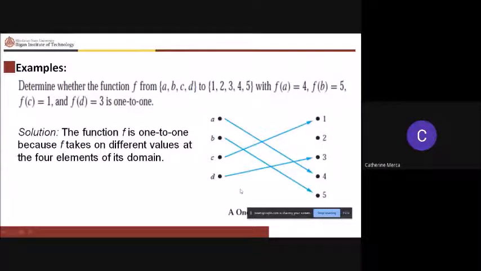Although this function is one-to-one, this is not onto. Kaya wala man nahurot ang inyuhang codomain. So, one-to-one siya, pero dili siya onto. Kaya ang iyang codomain is not equal to its range. Okay? So, nasabtan na ang definition.